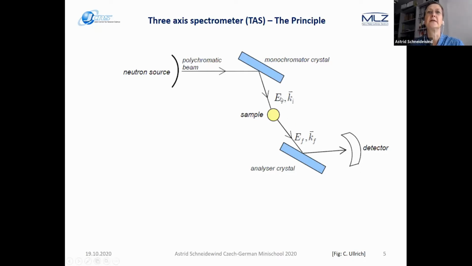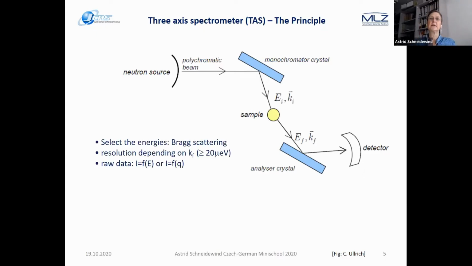Each point is related to an energy transfer between the incoming and the outgoing neutrons. And everything depends on the angles which we can choose at the monochromator and at the analyzer. So that means that the resolution and the efficiency depend on this angle measurement. So we select the energies by Bragg scattering. The resolution can be quite high.